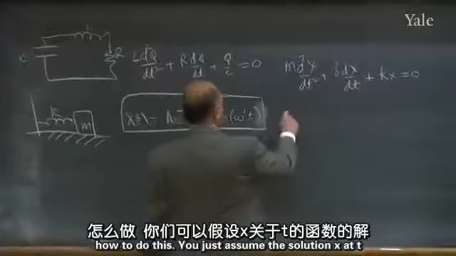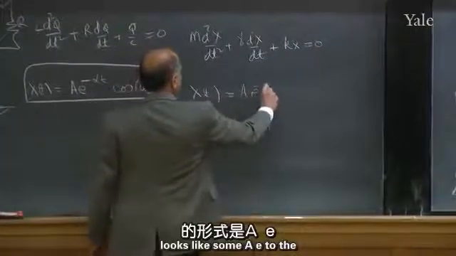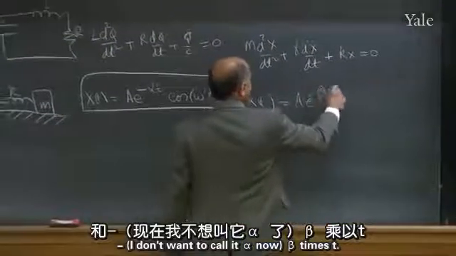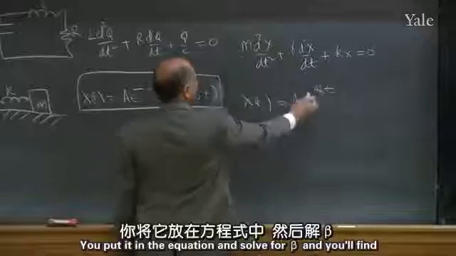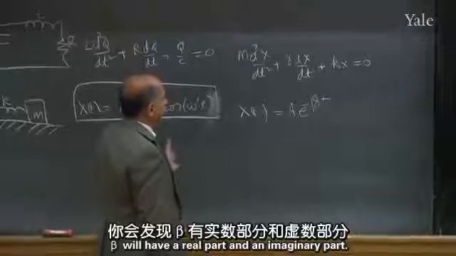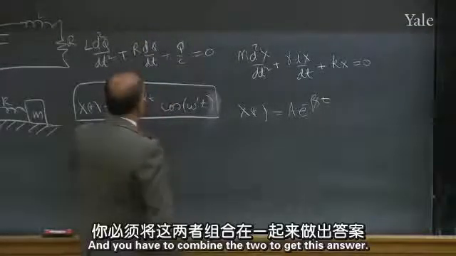You just assume the solution x of t looks like some A e to the minus, I don't want to call it alpha now, beta times t. You put it in the equation and solve for beta. And you'll find beta will have a real part and an imaginary part. And you have to combine the two to get this answer.